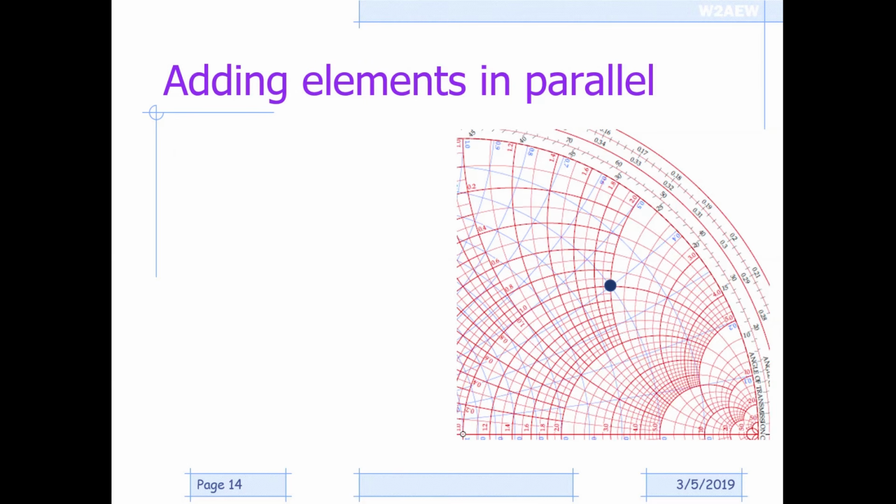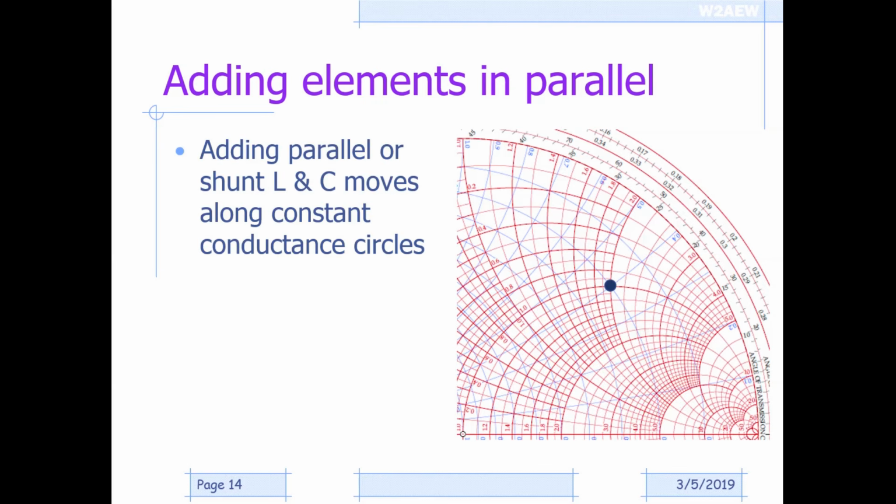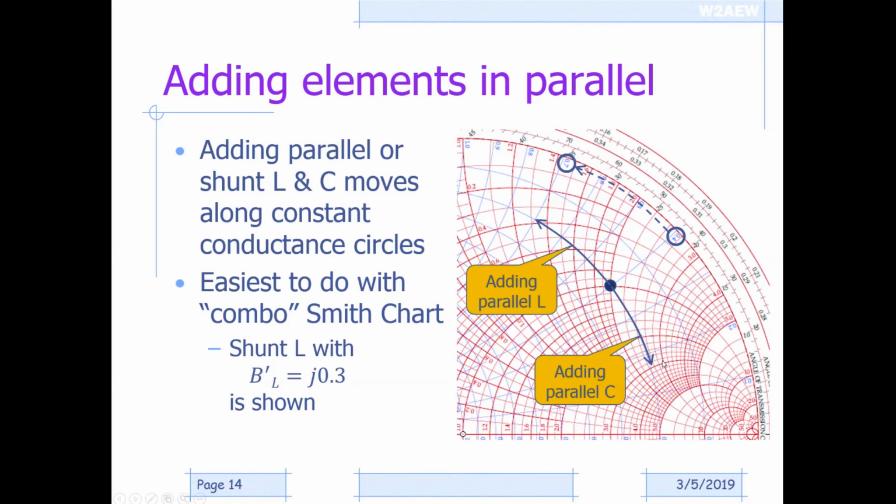So if we're going to add elements in parallel, we want to use those admittance curves. In the case of adding a shunt L or shunt C, we're going to move along the constant conductance circles. So here we can see adding a parallel inductor moves along a constant conductance circle this way. Adding a parallel capacitor moves along the constant conductance circle that way. So this is much easier. The easiest thing to do is to use a combination Smith chart, rather than doing the transformation that was shown a couple of slides back. It can be done either way, but it's certainly easier with the combo chart.